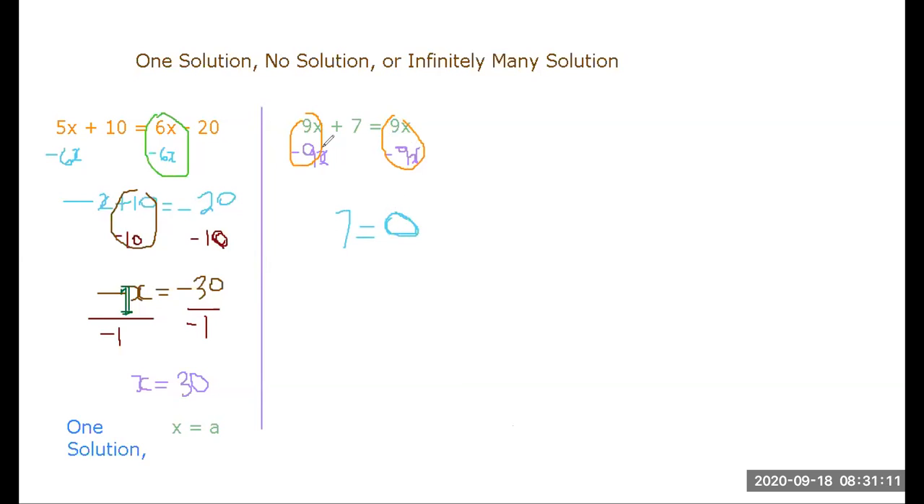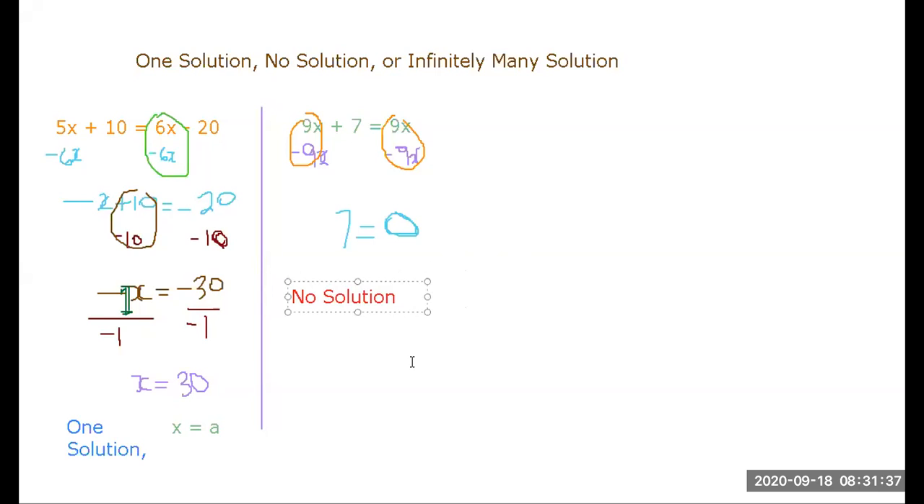So it's really saying my answer is 7 equals 0, because all my x's got canceled out. Since all of that happened, this one has no solution. Let's put that in red right there. It didn't give me an x equals something.